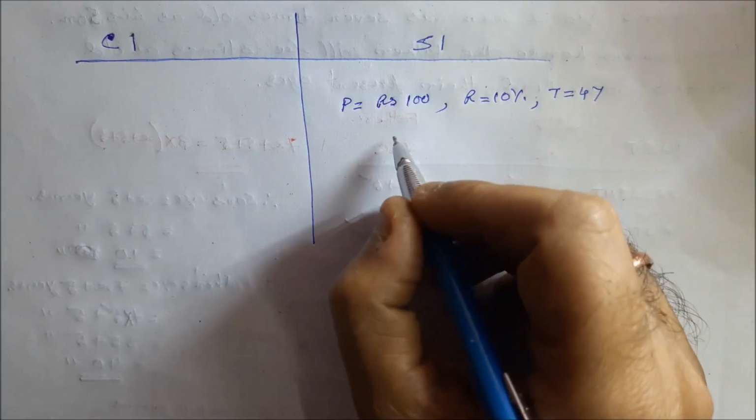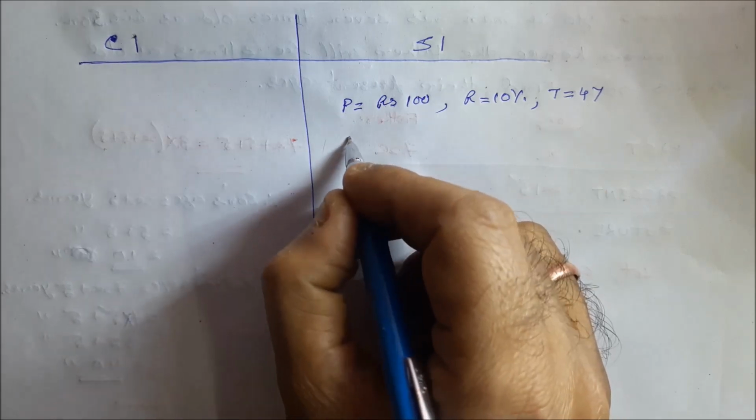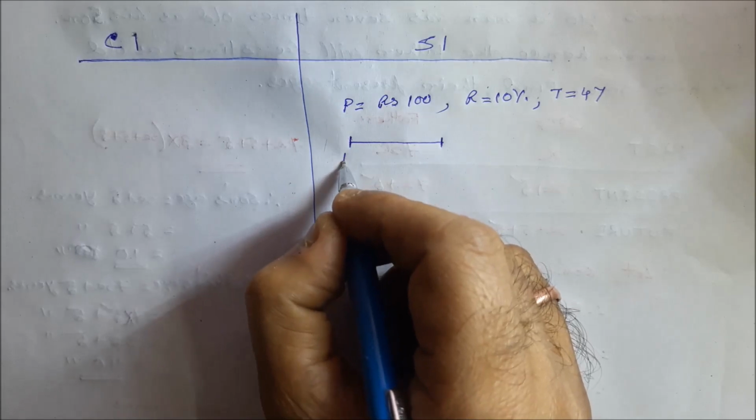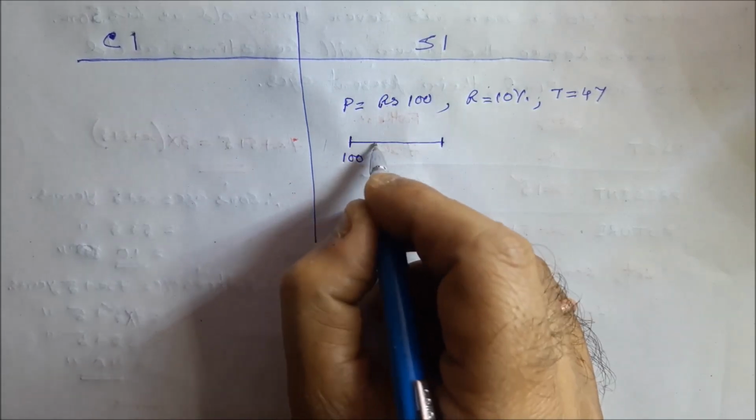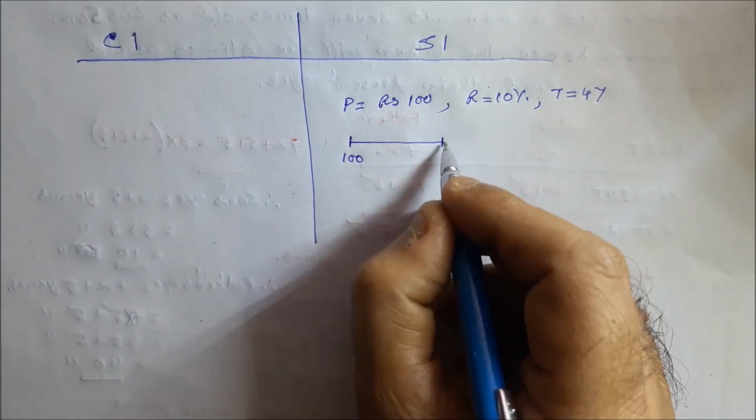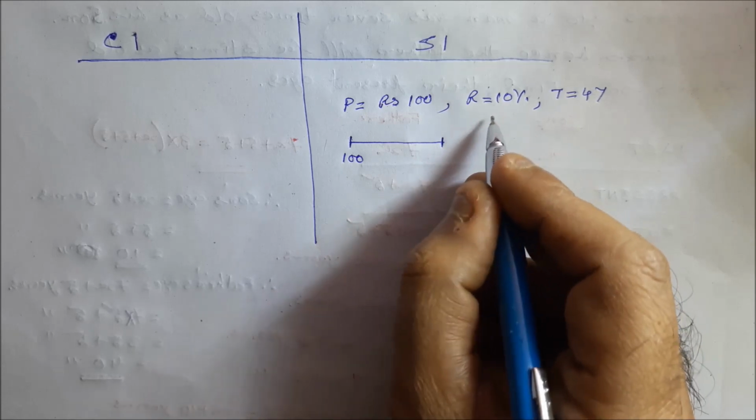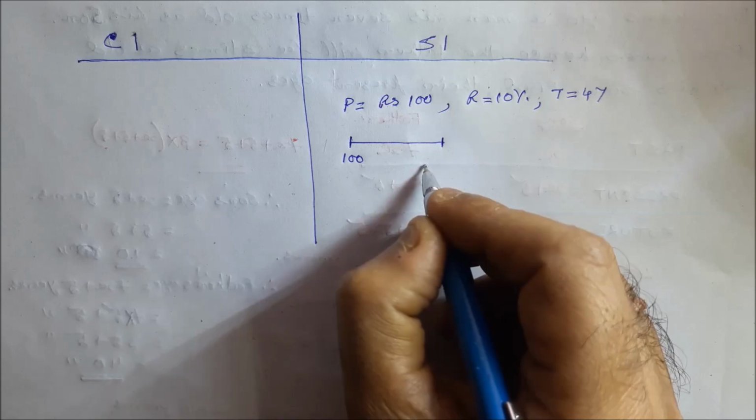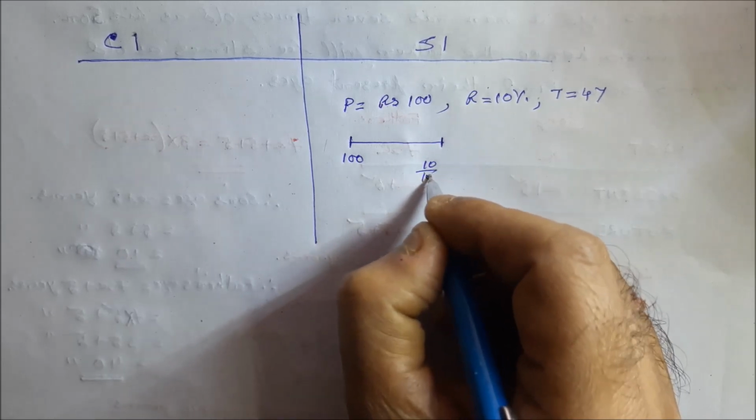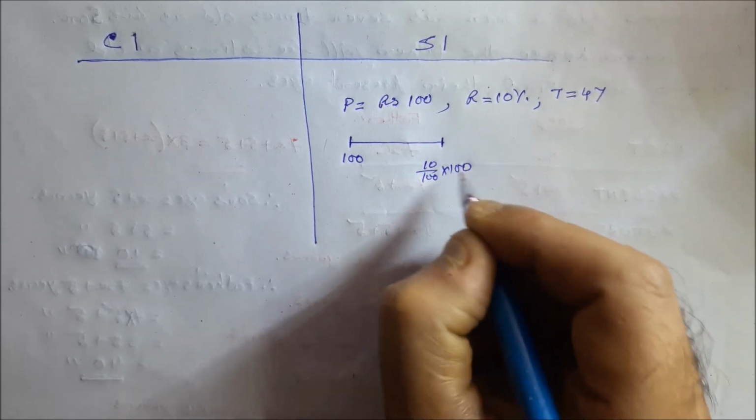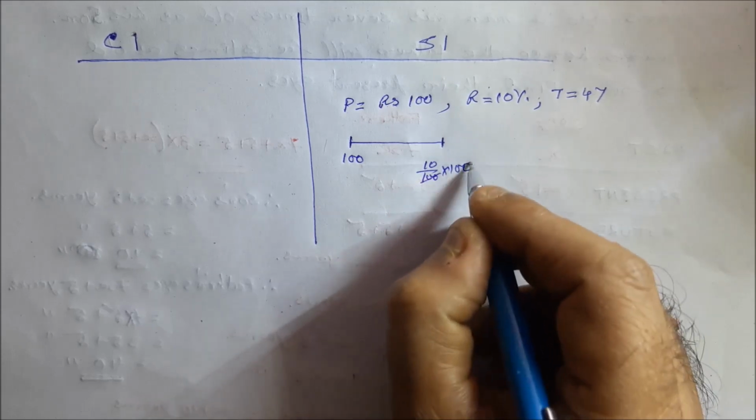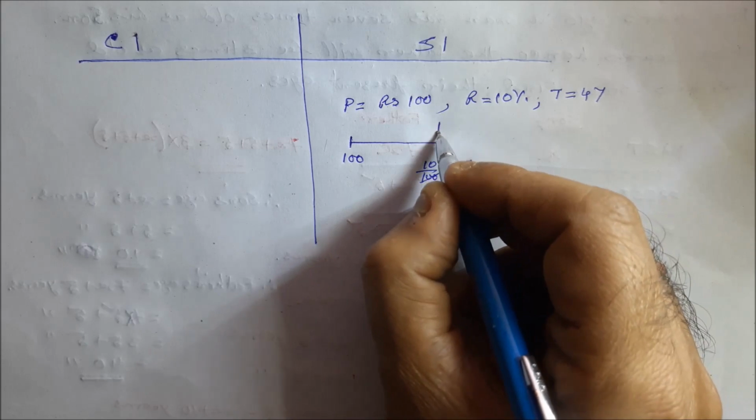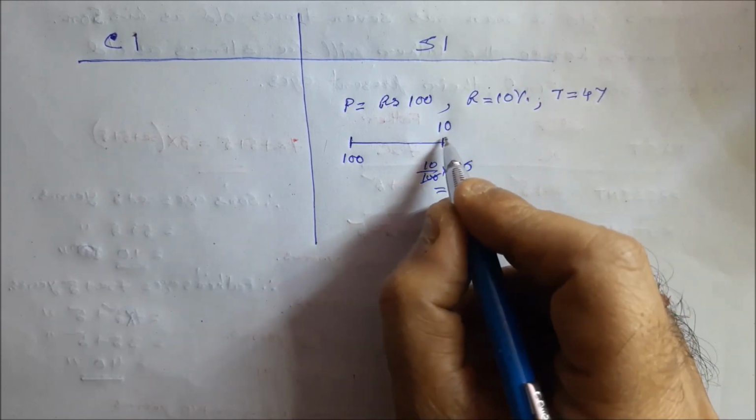Then what will be the simple interest? Let us understand this concept by using a line. Suppose you have deposited rupees 100 in a bank and after 1 year the bank will give you 10% interest. That means 10% of 100. So 10 by 100 multiplied by 100, that is 10% of 100. So 100 will be cancelled. So what will be the amount? That is 10. So you are getting 10 rupees as the interest.